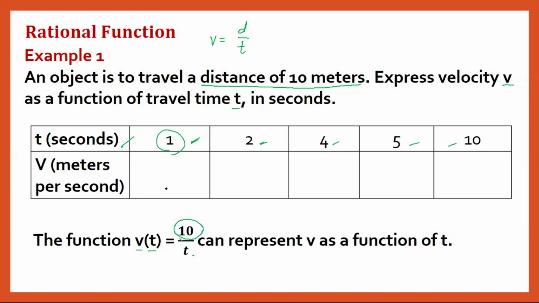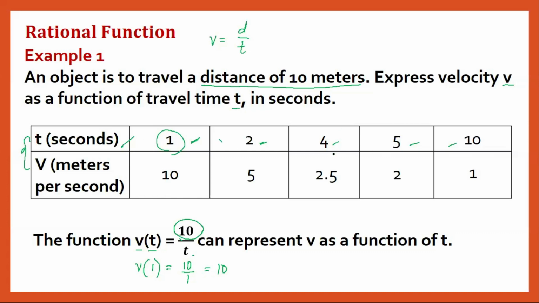Let's start with this. V of 1 is equal to 10 over 1. The result is 10. Then same procedure, we get this. After completing the table, we can now see the relationship between these two variables. How can we interpret this?